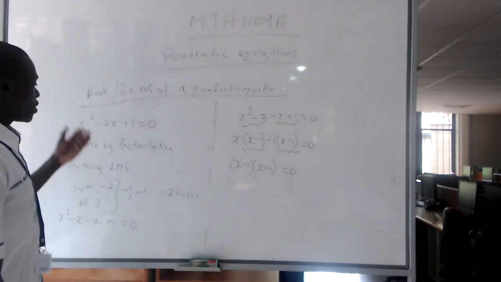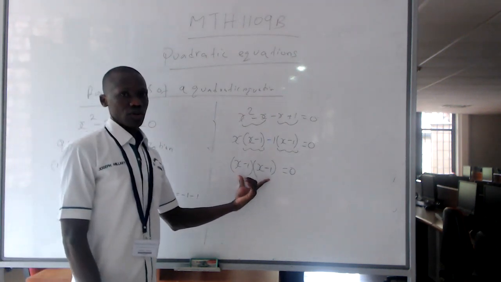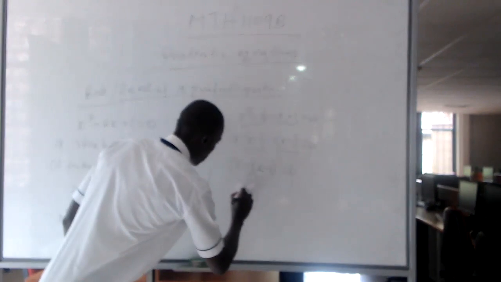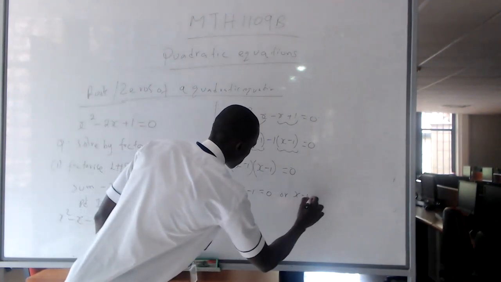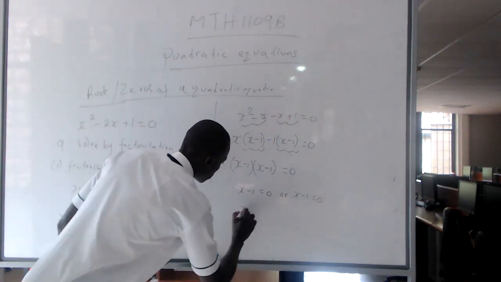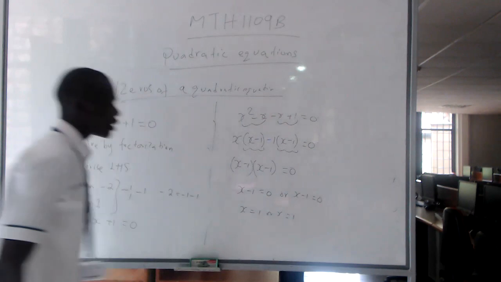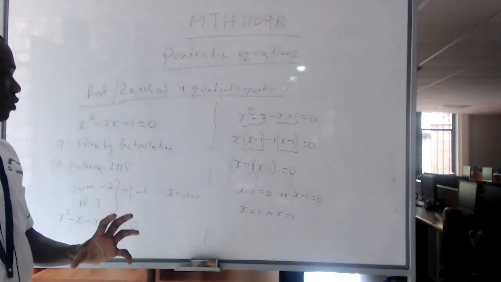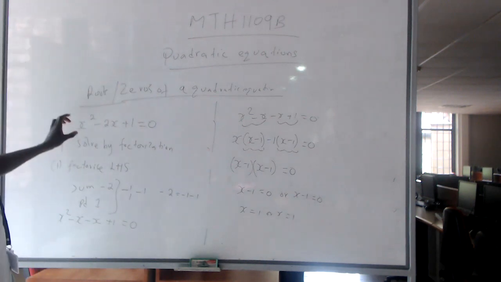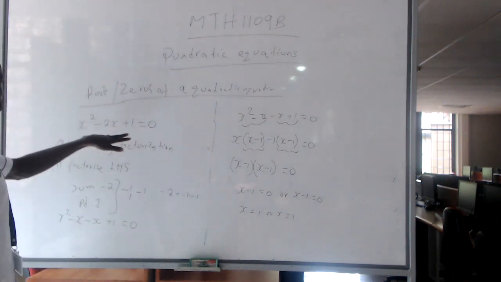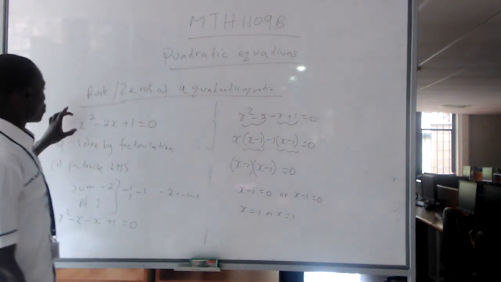So by the property of real numbers, this product can be 0 if and only if one of these terms is 0. So either x minus 1 is 0 or x minus 1 is 0, which tells you that x is 1 or x is 1. So in this case, you have two repeated roots, 1 and 1. So this tells you that the solution to this expression is 1. If you put 1 here, you will get a 0.